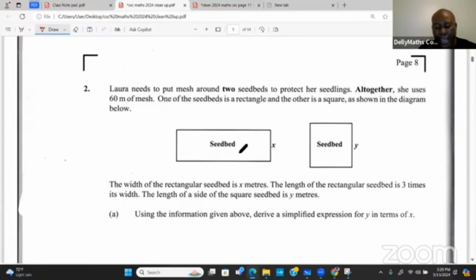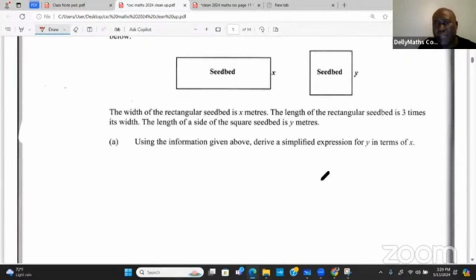Now we're looking at a question here talking about seabeds. It says Lana needs to put mesh around 2 seabeds to protect her seedlings. Altogether she used 60 meters of mesh. One of the seabeds is a rectangle, the other one is a square, as shown in the diagram.